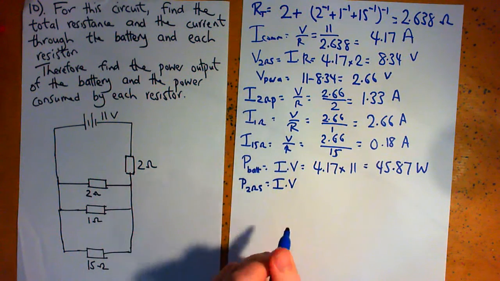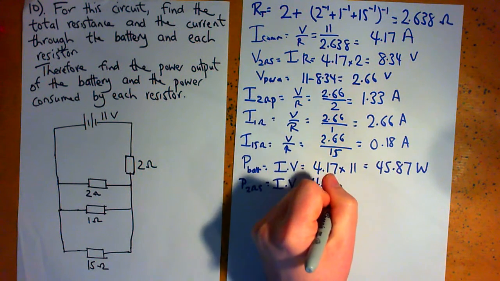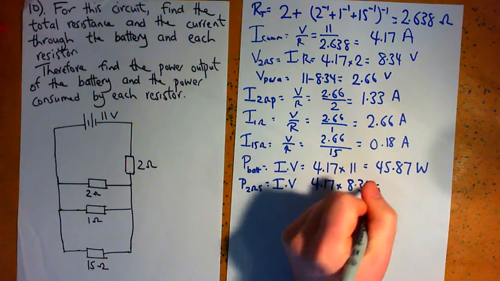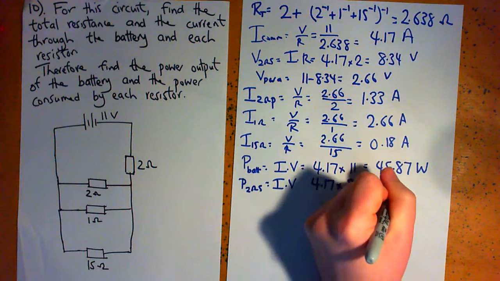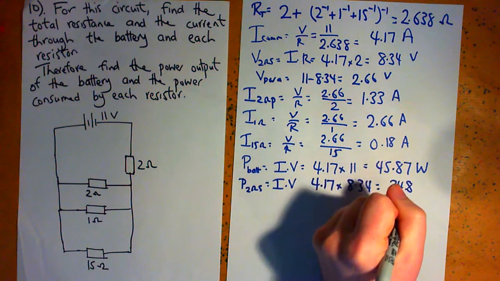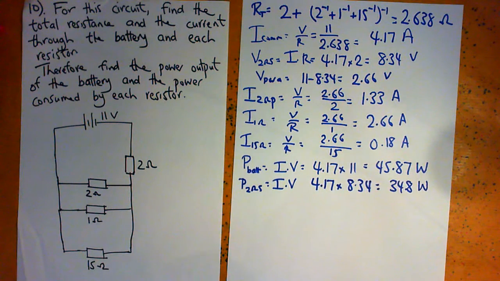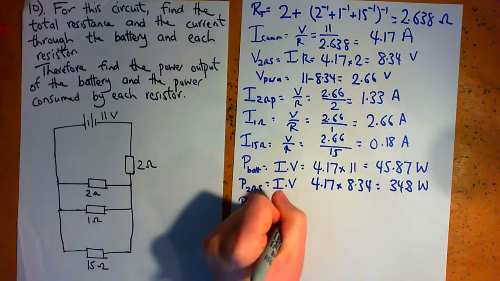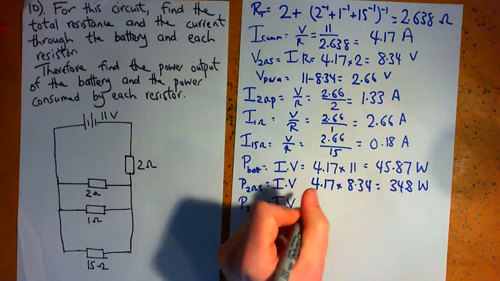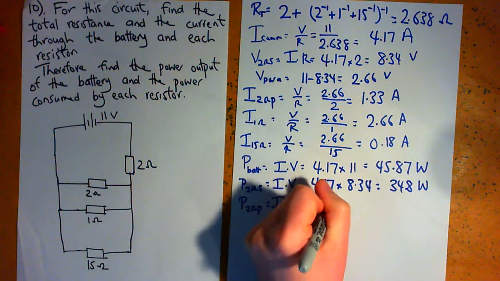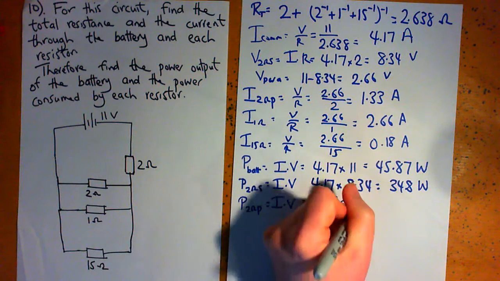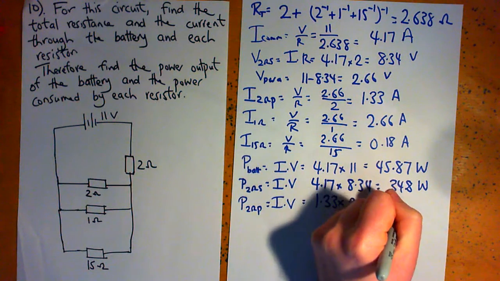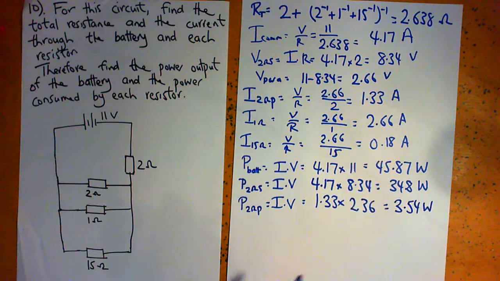So we know that the current is 4.17, and we know that the voltage is 8.34. So 4.17 times 8.34 gives us a power consumption of 34.8 watts. Now let's do the 2 ohm parallel resistor, which is I times V. We found the current passing through that one to be 1.33, and the voltage is 2.66. If we calculate that, we get a power consumption of 3.54 watts.